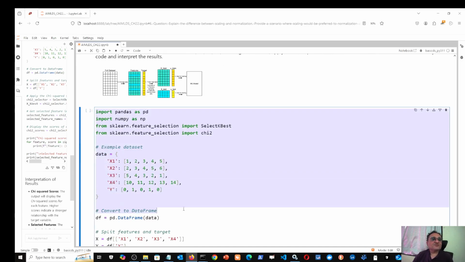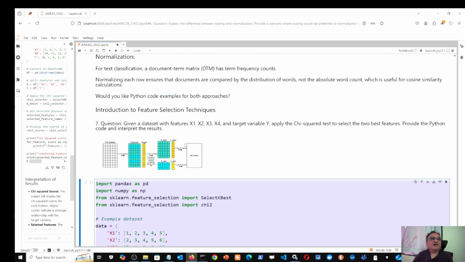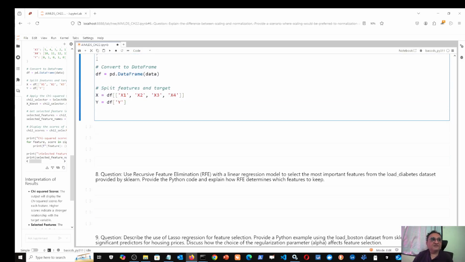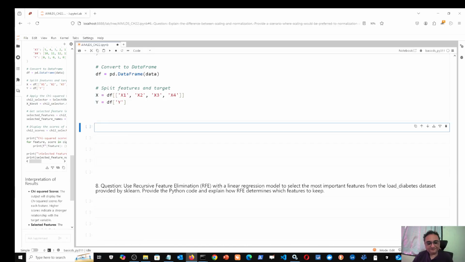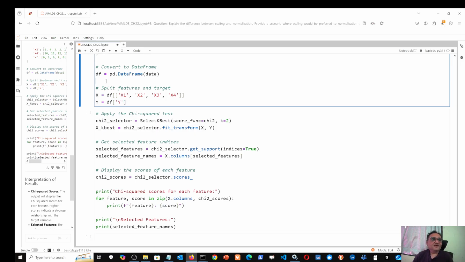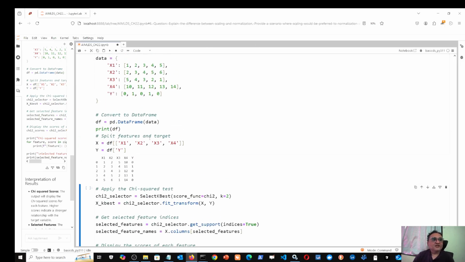So these many steps, x and y, that is splitting up to this level, right? Original data set, and then we are splitting into feature matrix and the target variable. So I can keep that much in one cell and the rest of the things in another cell. Okay, and if you want to see what the data frame is, then you can put the data frame also, print df.